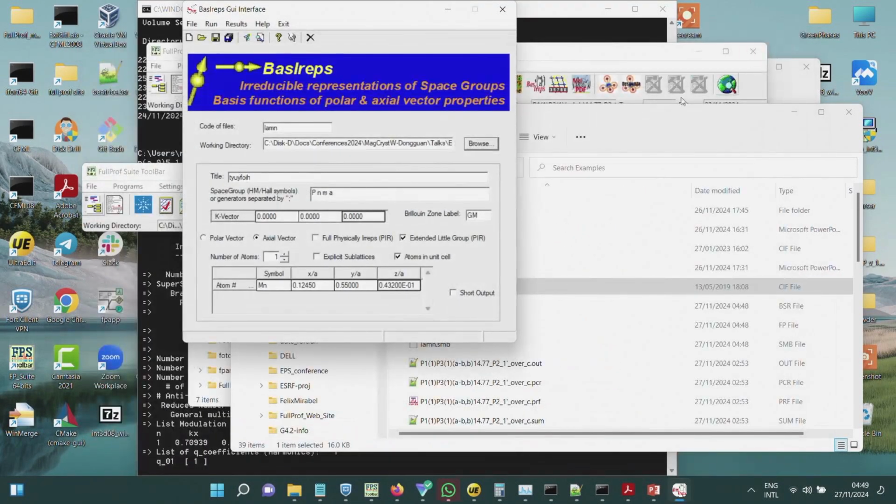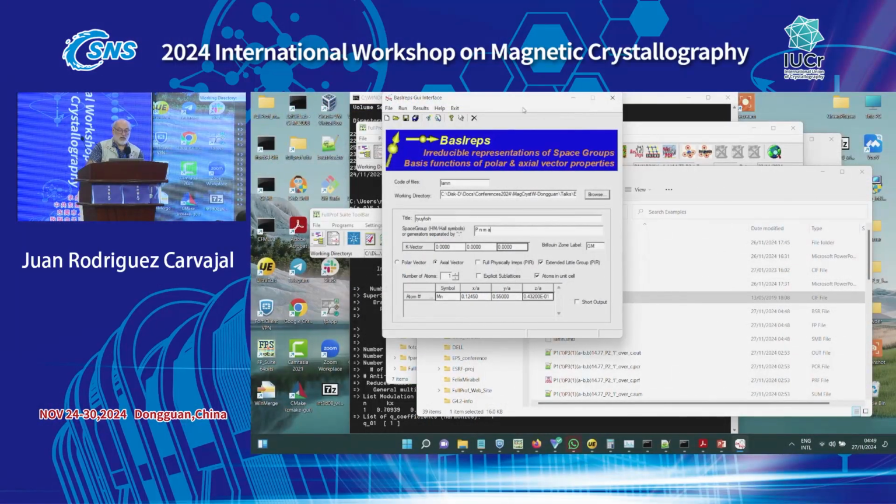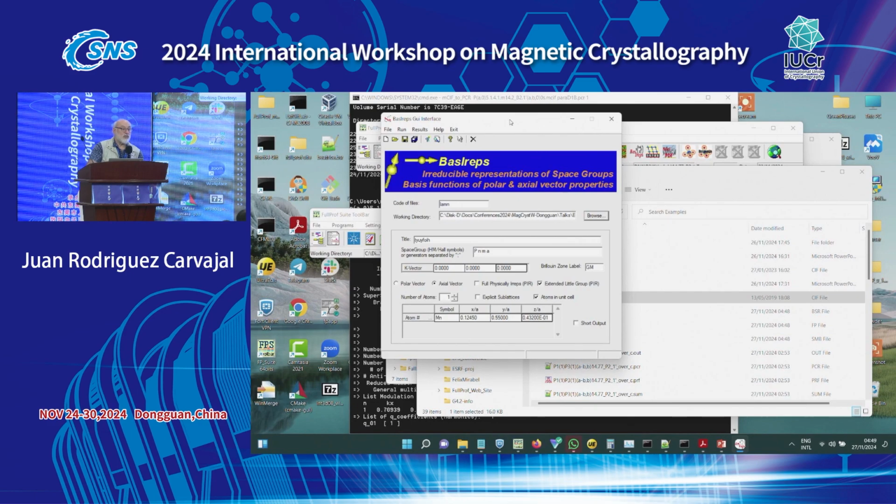Let me now complicate the things to see what is the problem when the direction of the order parameter is not defined uniquely, like in the case of one-dimensional representations. Let me just put here, for instance, 1/2, 1/2, 1/2. If I put that, let me just put here short output, it's not necessary to do. We will have already a two-dimensional representation.